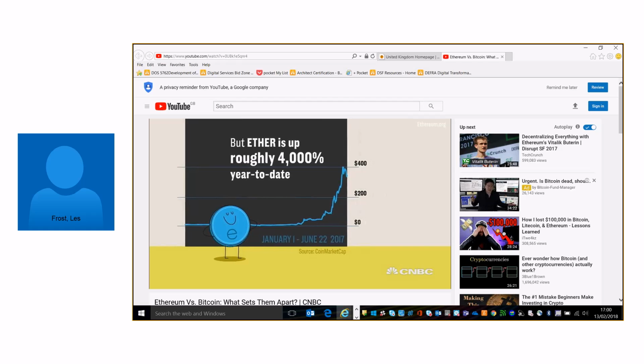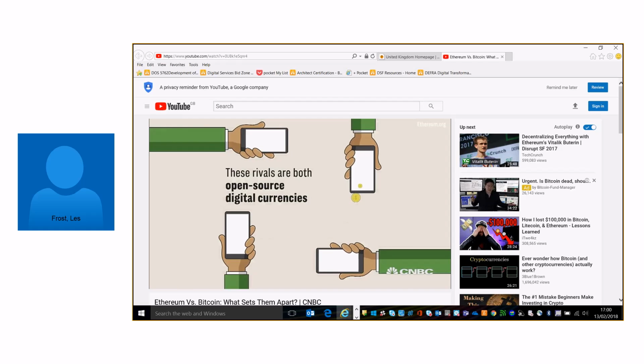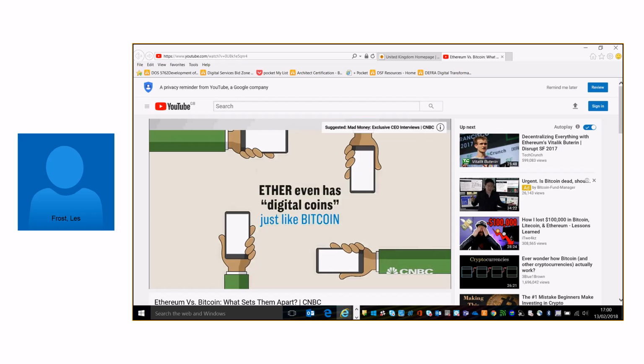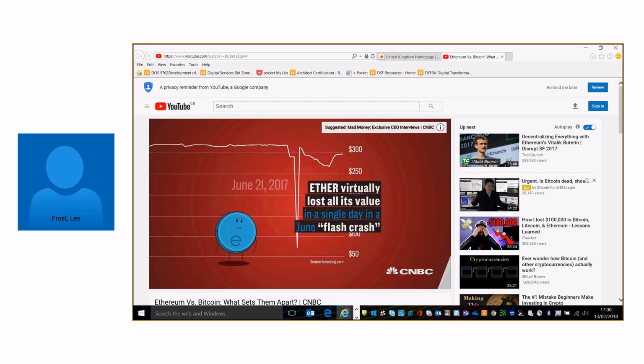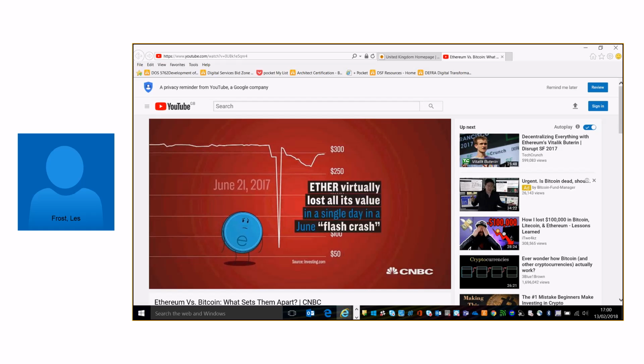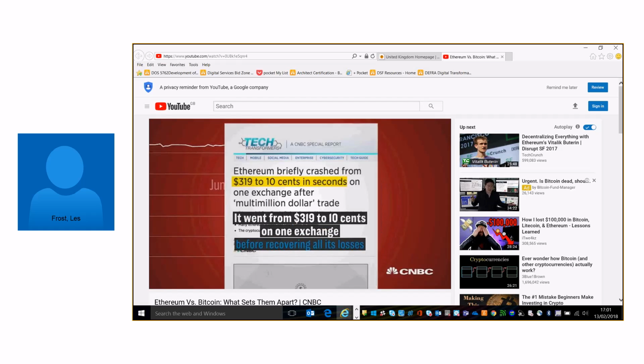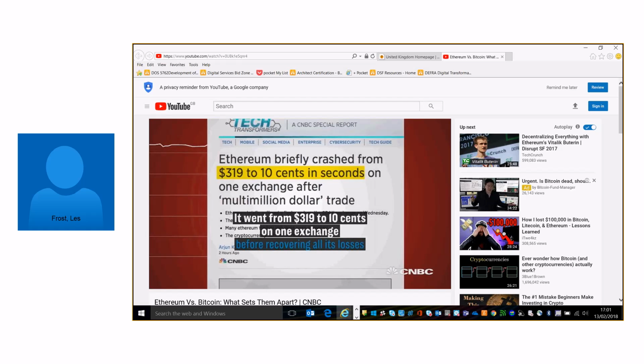These rivals have a lot in common. They're both open source digital currencies used to make somewhat anonymous transactions. Ether even has digital coins just like Bitcoin. They both also saw their share of big vol to lose. The most recent, when Ether virtually lost all its value in a single day in a June flash crash. It went from $319 to 10 cents on one exchange before recovering all of its losses.